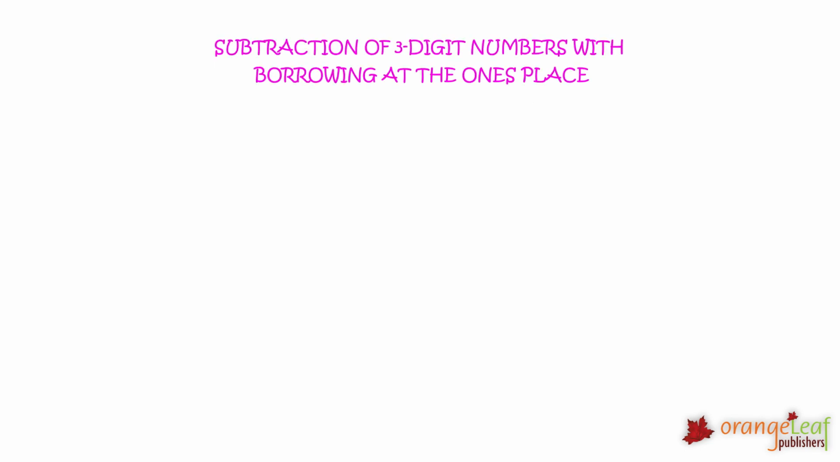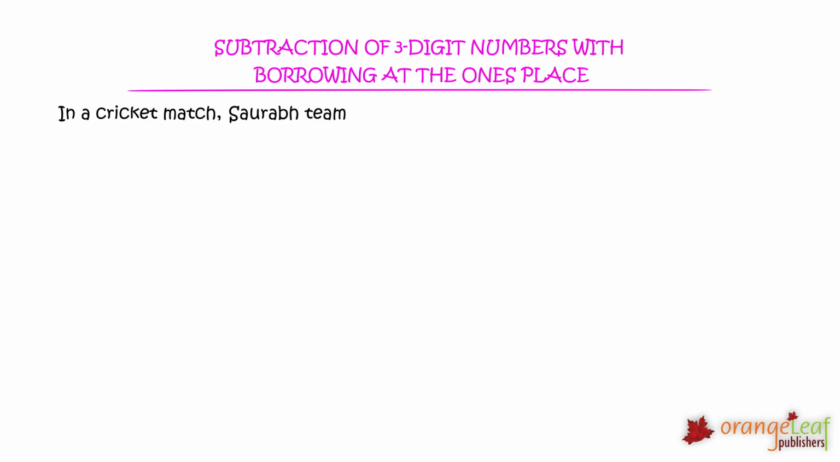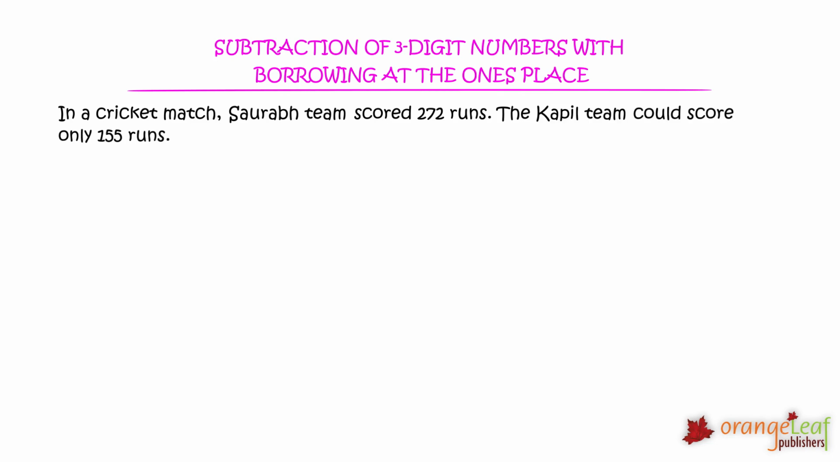Subtraction of 3-digit numbers with borrowing at the ones place. In a cricket match, Saurabh team scored 272 runs. The other team scored only 155 runs. Let us find the number of runs by which Saurabh team won the match.